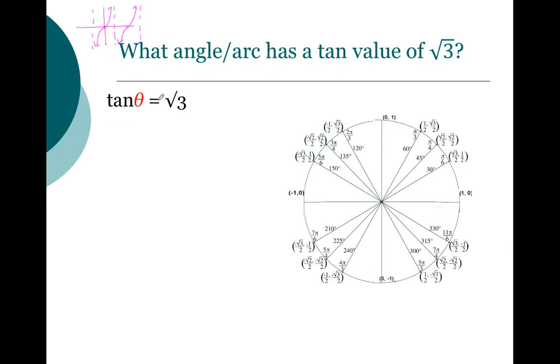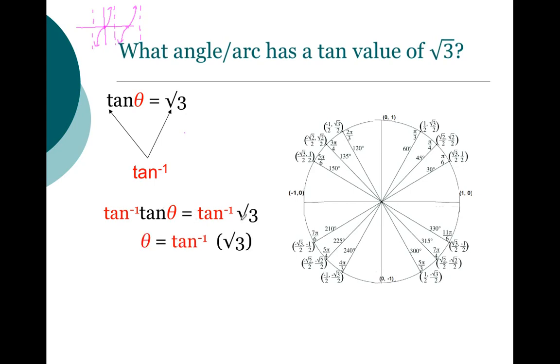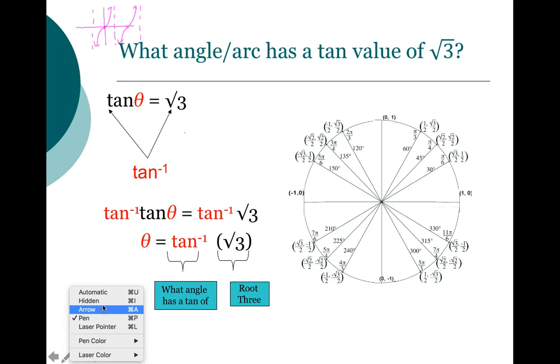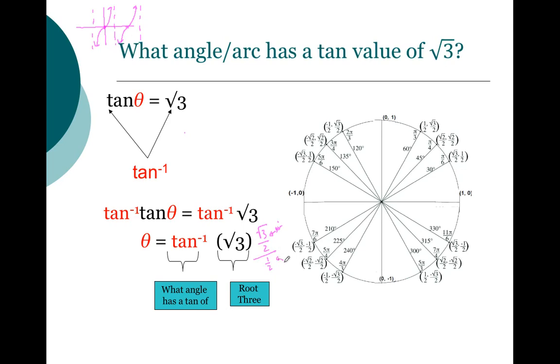So tangent of theta is root 3. I'm going to take the tangent inverse of both sides. This cancels tangent inverse of tangent of theta. So theta equals the tangent inverse of root 3. So that's saying, what is the angle that has a tangent of root 3? You might need to think about the sine and cosine, but root 3 is going to result from doing root 3 over 2 divided by 1/2. So this is the sine. This is the cosine, if that helps you. This is the y. This is the x.